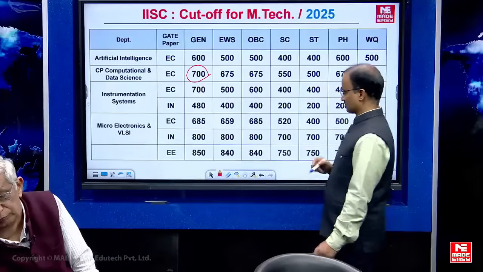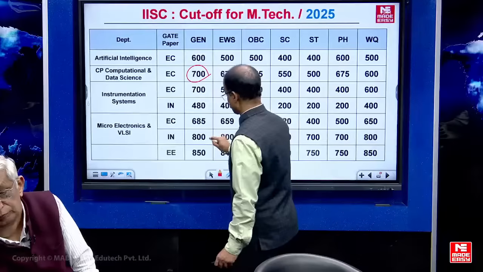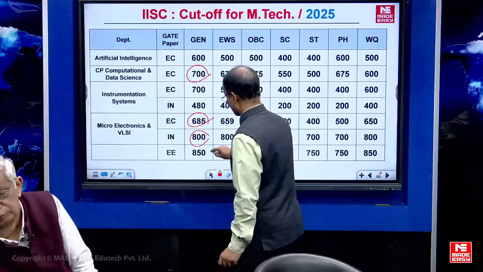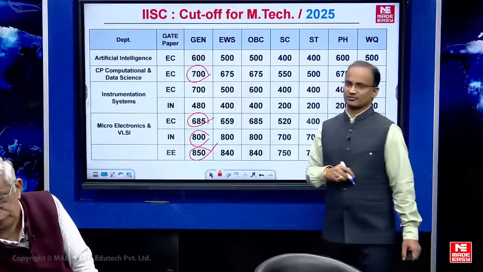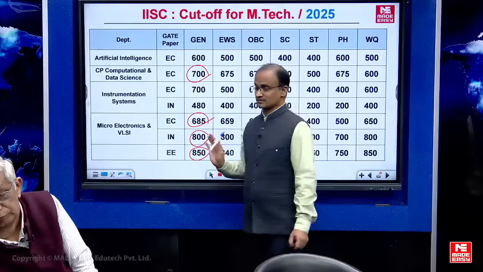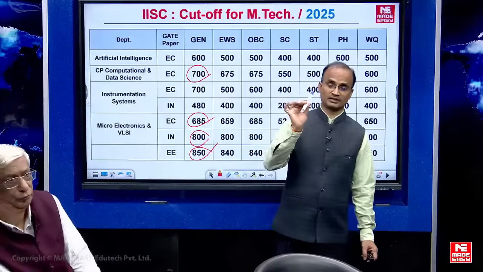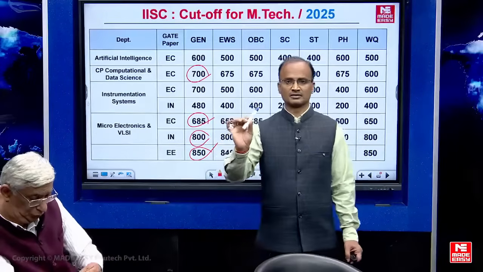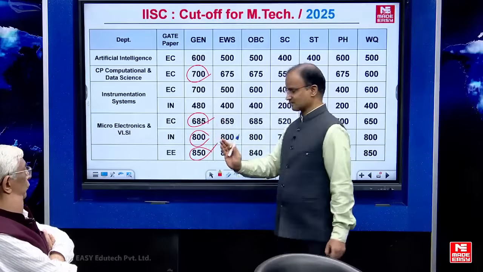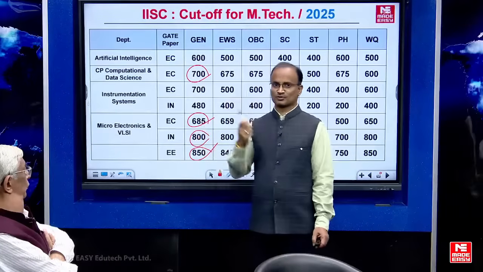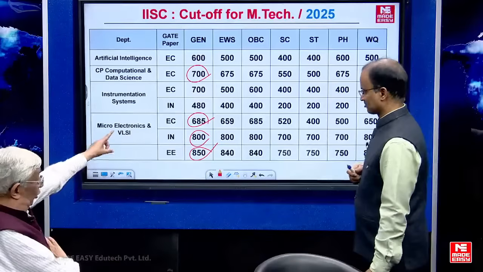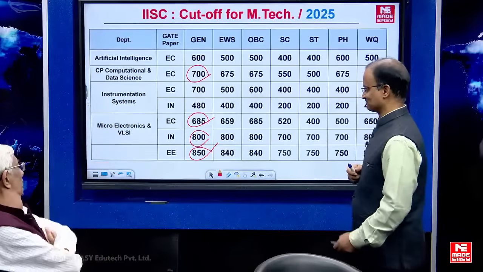Look at the VLSI cutoff: for Instrumentation it is 800 and for EC 685, but for Electrical it is 850. It has very high demand. But electrical students should check carefully when selecting. Only students who have an interest towards electronics should prefer this. It should not be that you like power systems but went here, because again you face so many problems. See, but the cutoff for EC is low. Yes sir.